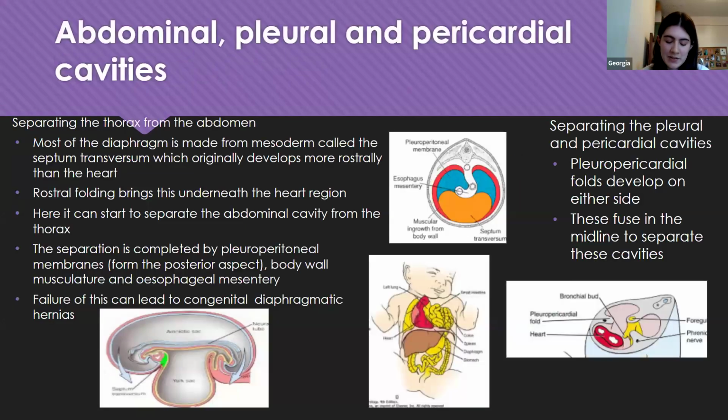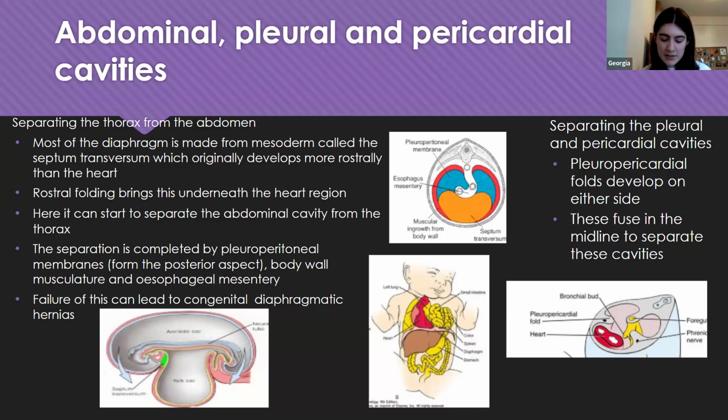So the next step of development is the separation of the different cavities in the human. Before this, it's basically one cylindrical tube, and this needs to be divided into the abdomen and thorax, and then the thorax splits even further into the pleural and pericardial cavities. So separation of the thorax from the abdomen is mostly done by the diaphragm, and most of the diaphragm is made from mesoderm, called the septum transversum, and this originally develops more rostrally than the heart, and rostral folding brings it underneath the heart region. So here it can start to separate the abdominal cavity from the thorax.